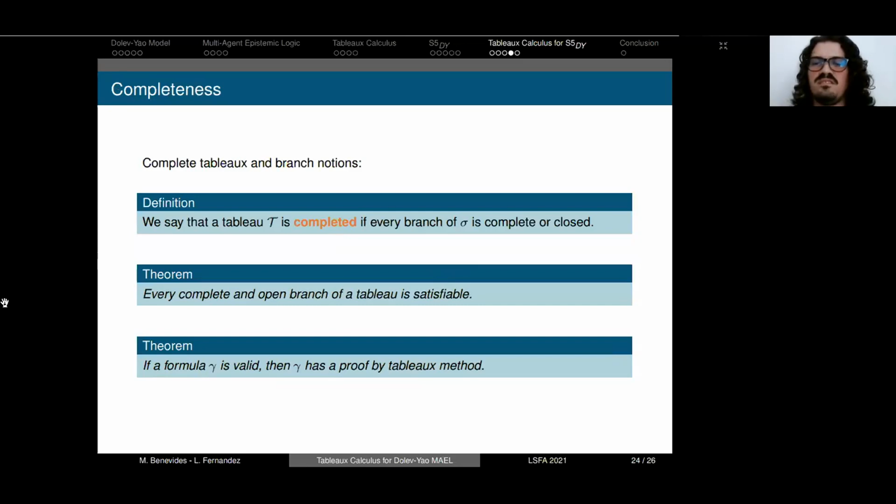And for completeness, also based on Fitting, we have these definitions that consider a Tableau completed if every branch is complete or closed. So every complete and open branch is satisfiable. And if a formula is valid, it has a proof by Tableau. And we prove it also for our expressions.